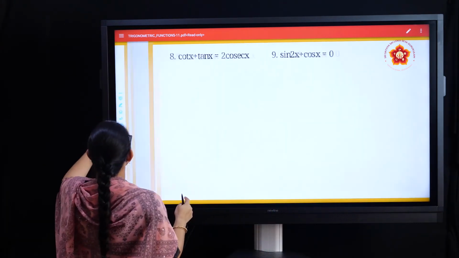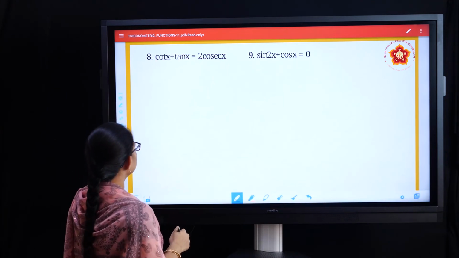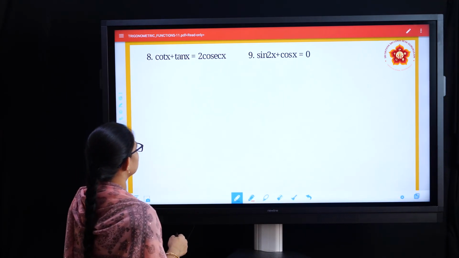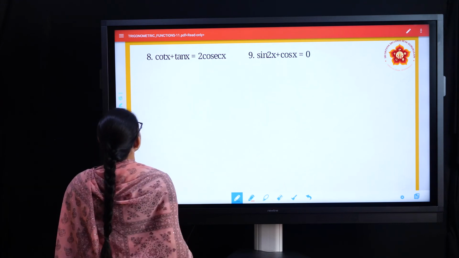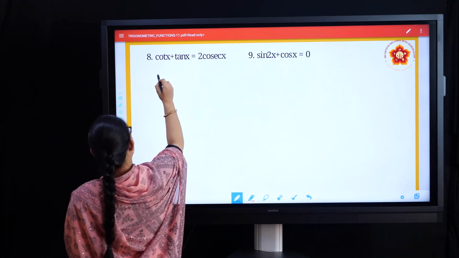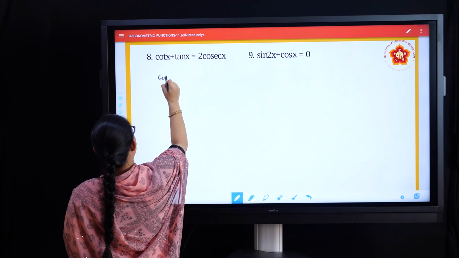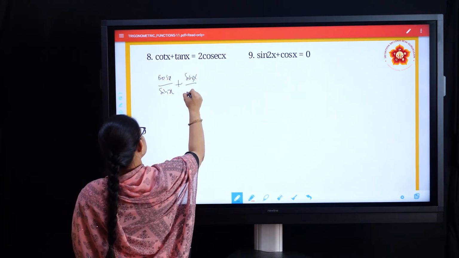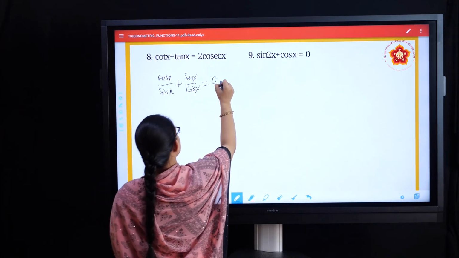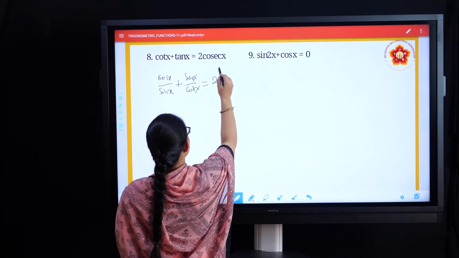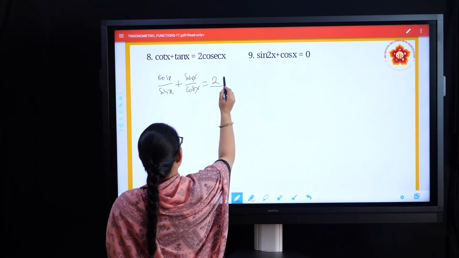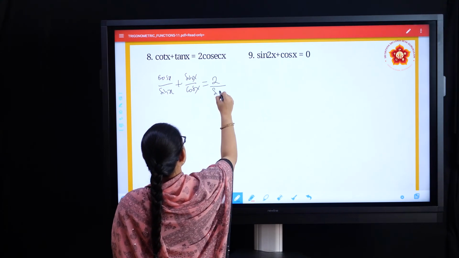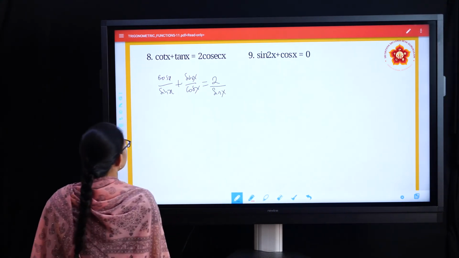Let us see the next problem. We have cot x plus tan x is equal to 2 cosec x. So here cot x plus tan x, we can write that as cos x by sin x plus sin x by cos x, which is equal to 2 cosec x. So cosec x I can write as 1 by sin x. So 2 by sin x is the right hand side.